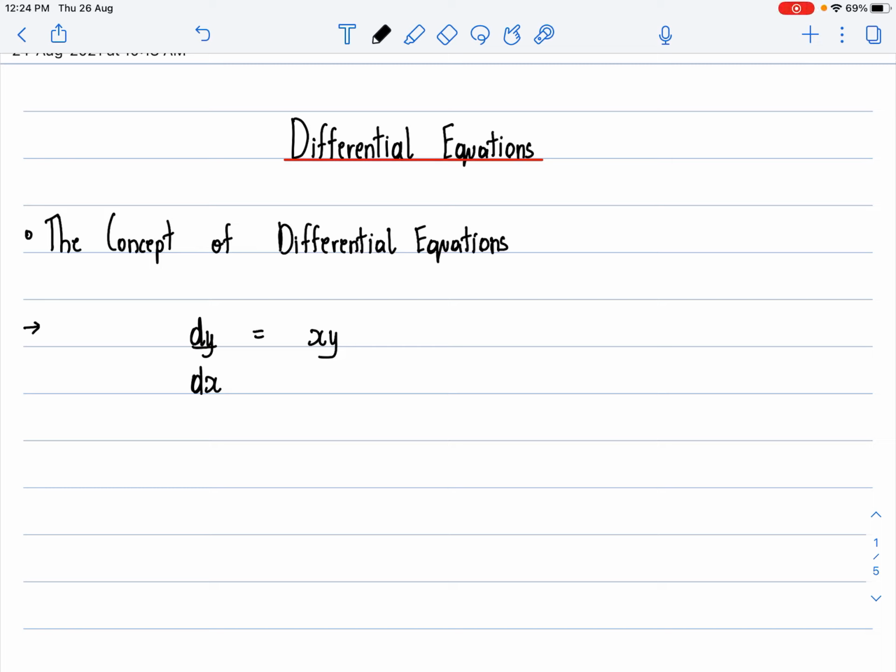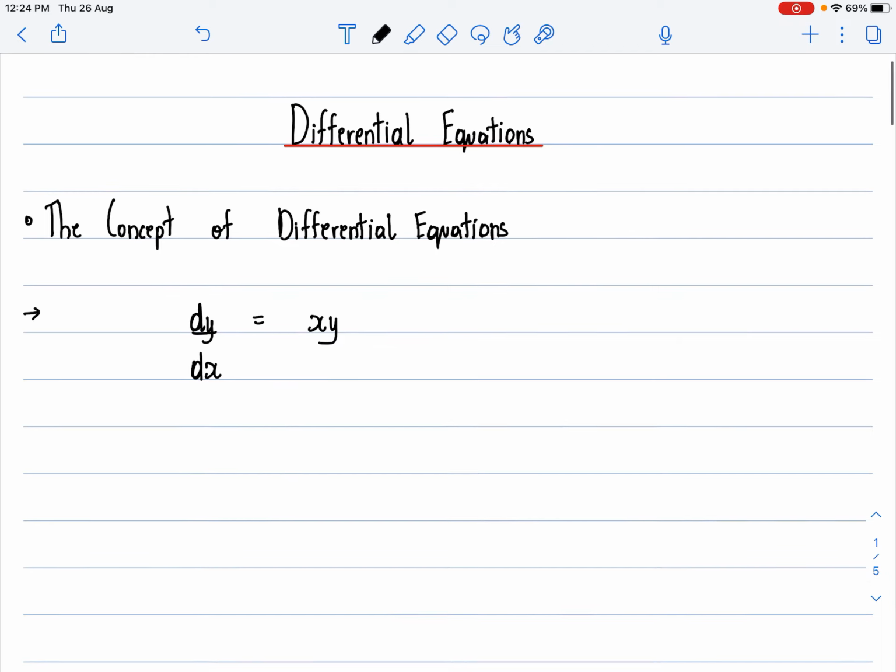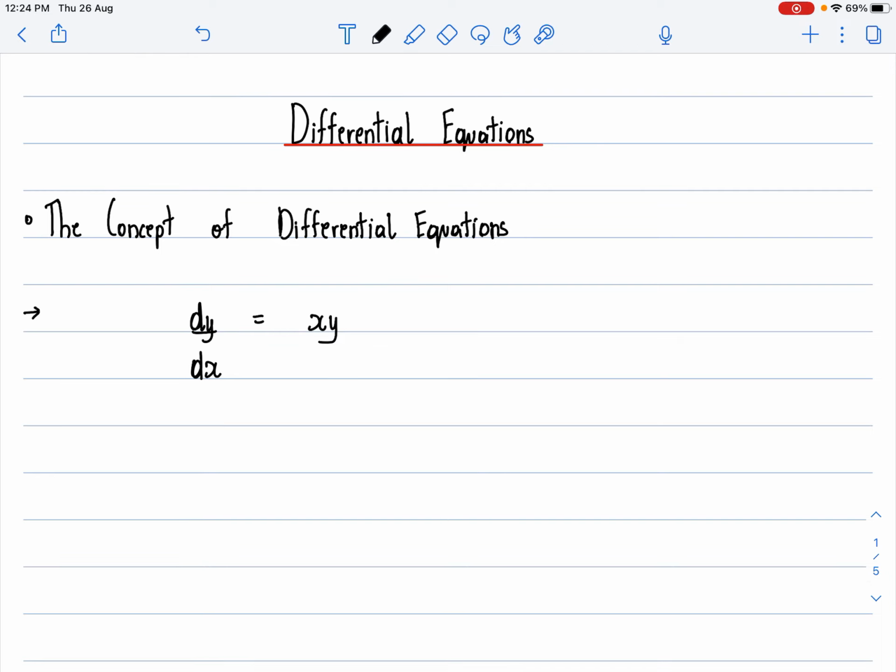Today we'll be doing the concept of differential equations, which is a subtopic in the chapter of differential equations. This topic is mainly based on integration, and it's a really simple topic that comes for around 6 to 8 marks in your paper. So it's easy, but it's a very important topic.